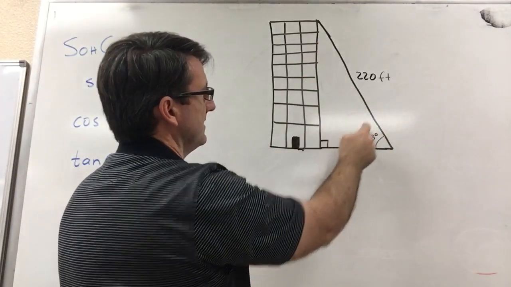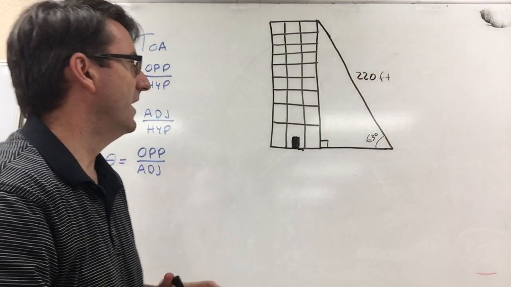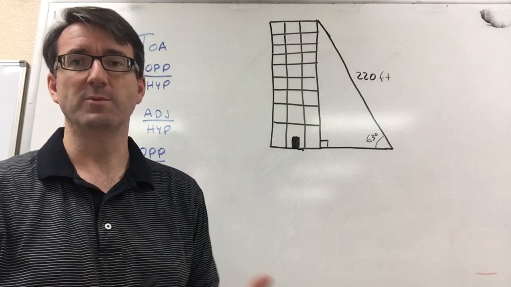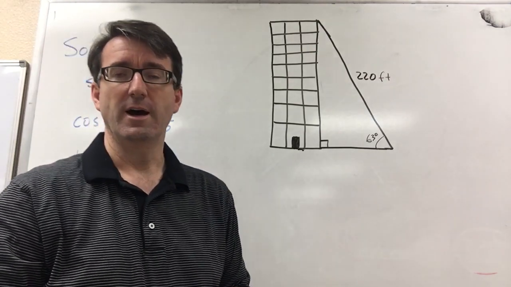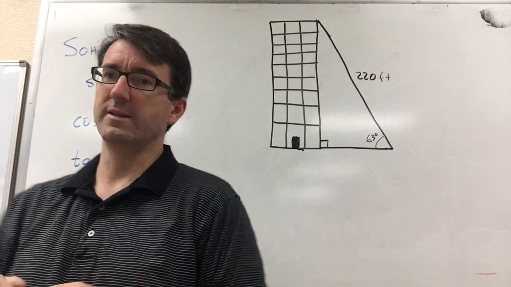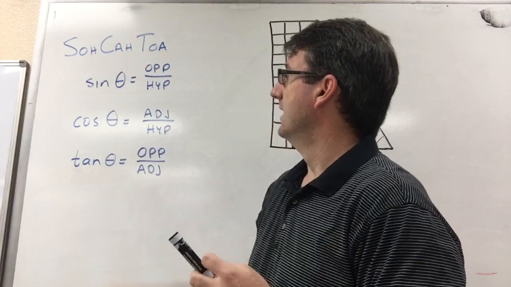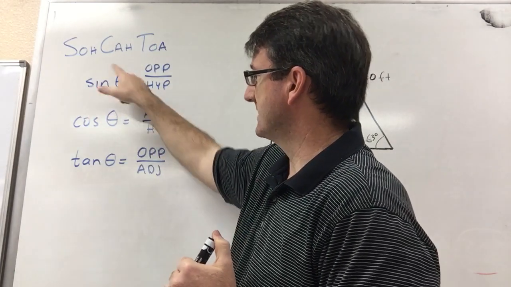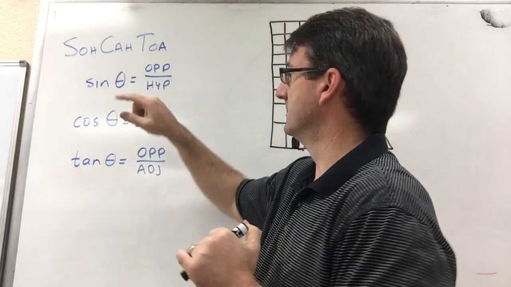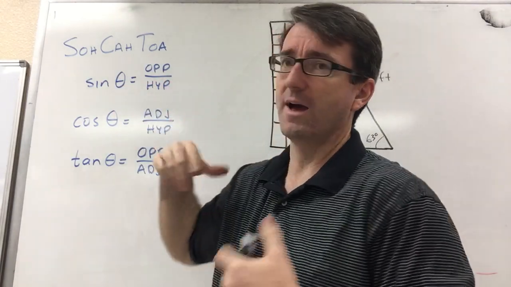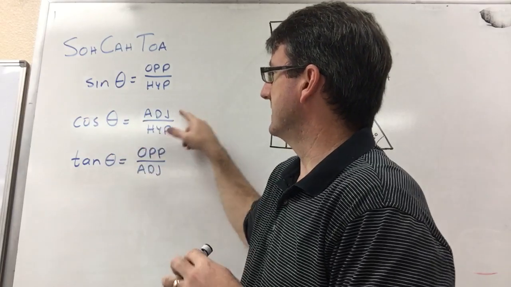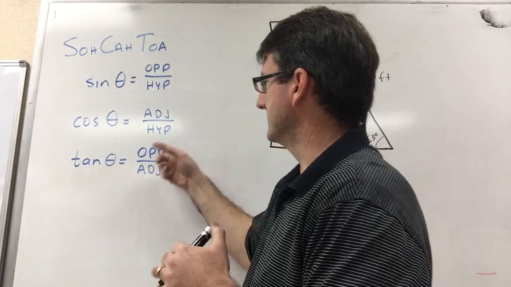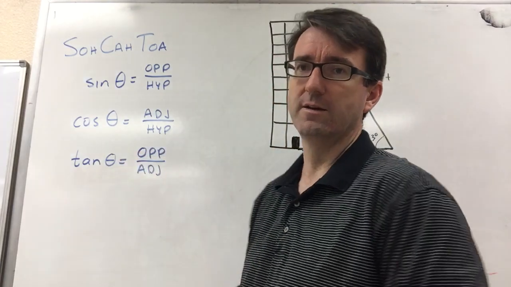We know this angle is 63 degrees. We know this side. Since it's a right triangle, we don't need to use the law of sines or the law of cosines. We can use a much simpler method, which we can remember by the acronym SOHCAHTOA, which just means that the sine of an angle in the triangle is equal to the opposite side divided by the hypotenuse. The cosine of an angle is equal to the adjacent side over the hypotenuse. And the tangent of an angle is equal to the length of the opposite side over the length of the adjacent side.